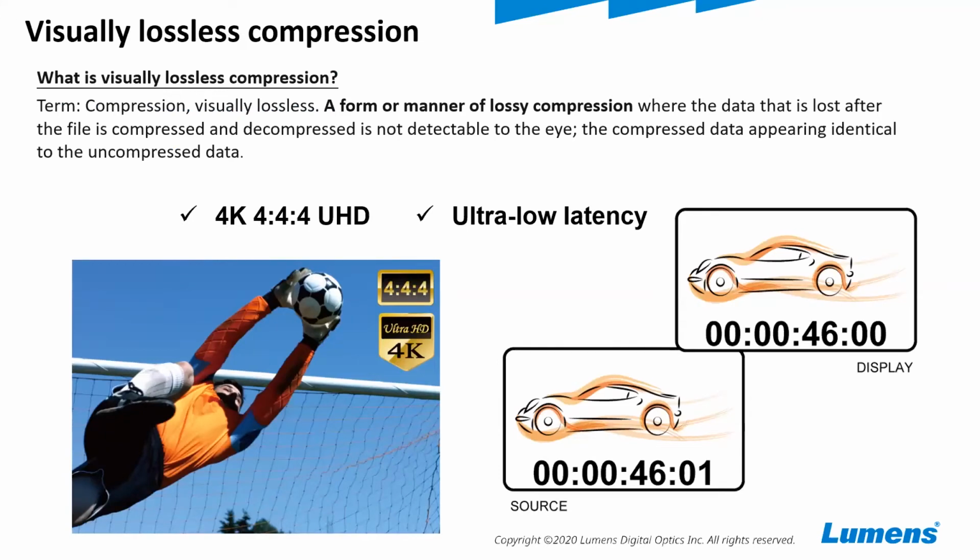So when we say visually lossless compression, what does that mean? Visually lossless compression is a form or manner of lossy compression where the data that is lost after the file is compressed and decompressed is not detectable to the eye, the compressed data appearing identical to the uncompressed data. So again, we offer the ultra high definition and ultra low latency. This is something that Lumens is famous for, and we will continue to be.